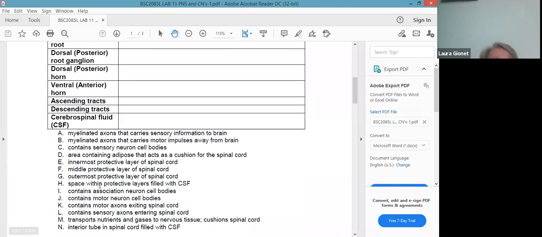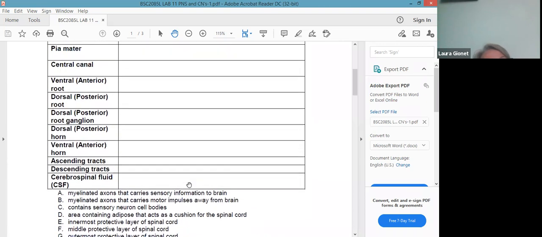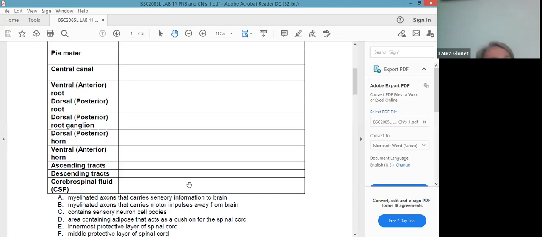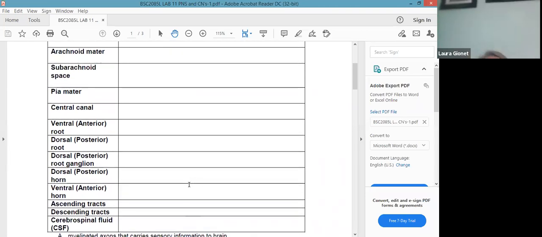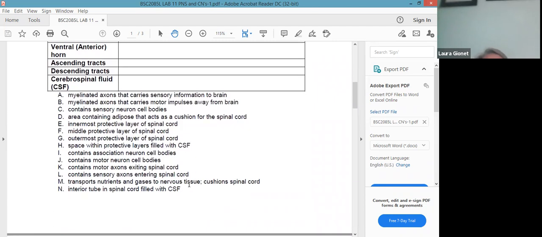Right, H, the space within protective layers filled with CSF. What they're talking about is the subarachnoid space. It's a large region between the arachnoid mater and the pia mater, so it's below, or sub, to the arachnoid mater. And you have cerebrospinal fluid. Not that you can't find it in the central canal also, but we're talking about between the layers of meningeal tissue.